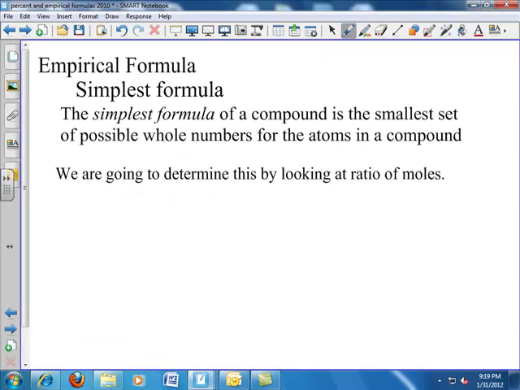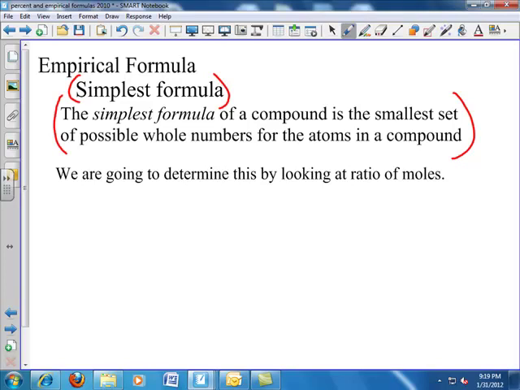Now, how are we going to use that? Well, we're going to look at something called empirical formula. Empirical formula also goes by the name simplest formula. And the textbook definition of simplest formula is this: the simplest formula of a compound is the smallest set of possible whole numbers for the atoms in a compound. So that's the simplest formula.